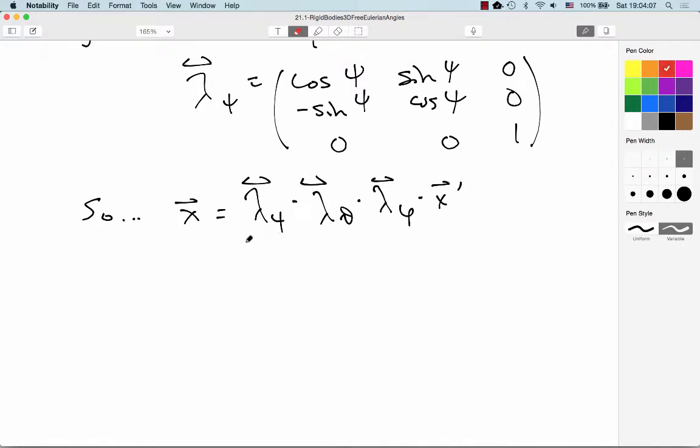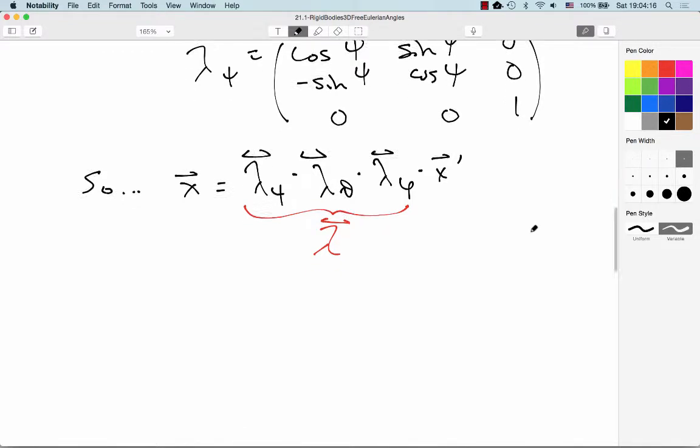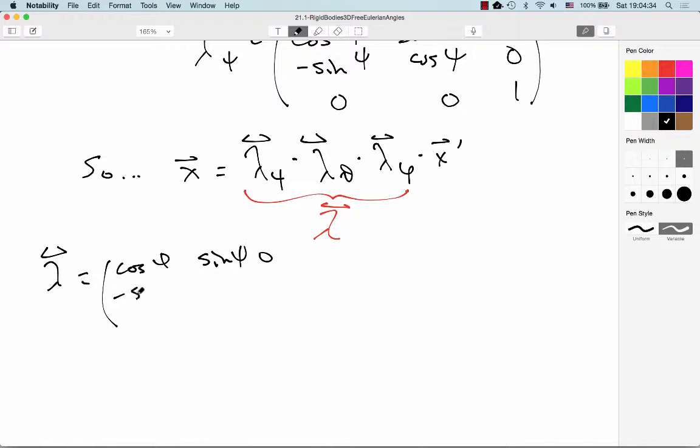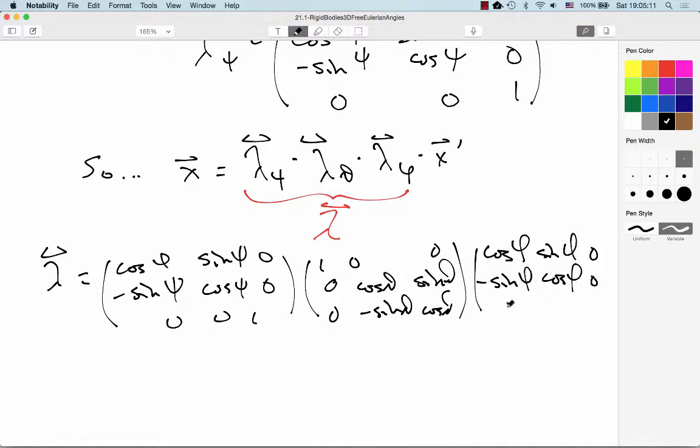So we have found a prescription for writing our transformation matrix lambda. There it is. And so we can go ahead and write it out. So my lambda will be, so what I had before, cos psi, sine psi, 0, minus, 0, 0, 0, 1. The theta matrix is 1, 0, 0, 0, 0, cos theta, sine theta, minus sine theta, cos theta. Move that 0 over and make it look a little prettier. And then finally, cos phi, sine phi 0, minus sine phi, cos phi 0, 0, 0, 1.